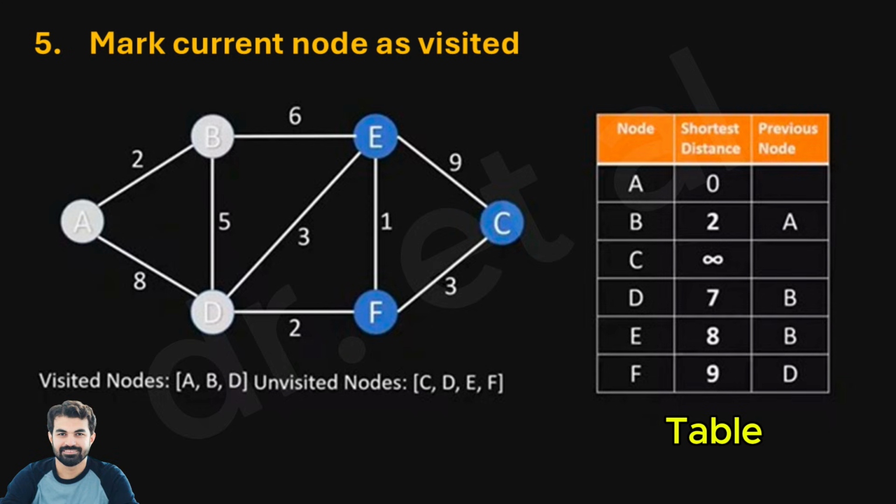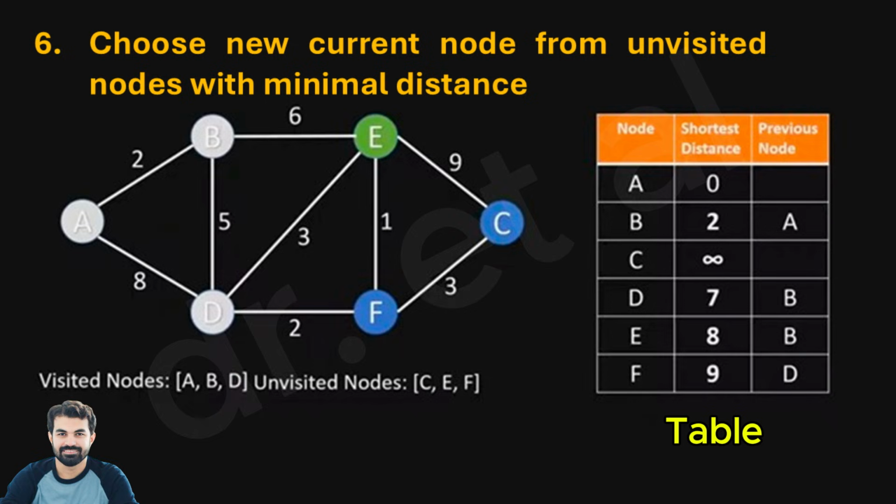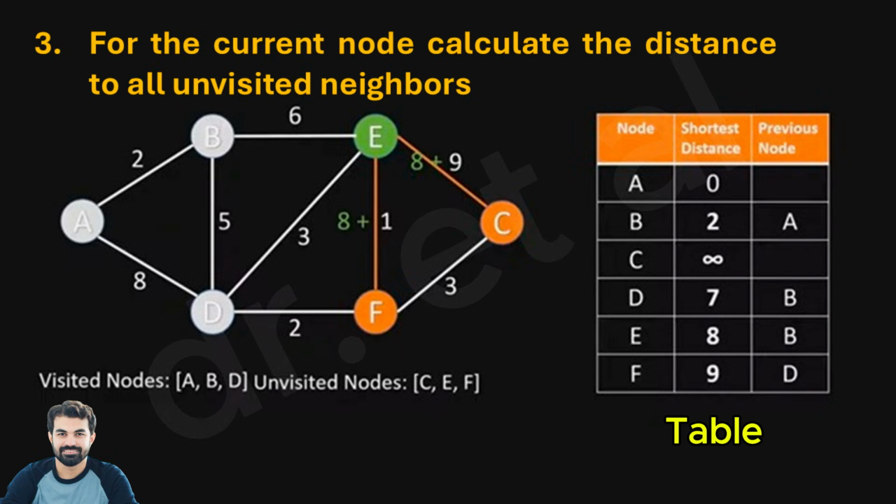The next node with the smallest distance is E, as it has a distance of 8, while F has a distance of 9 and C has an infinity distance. Now we calculate the distances from E to C and from E to F. Since the current distance from A to E is 8, we add 8 to these distances.